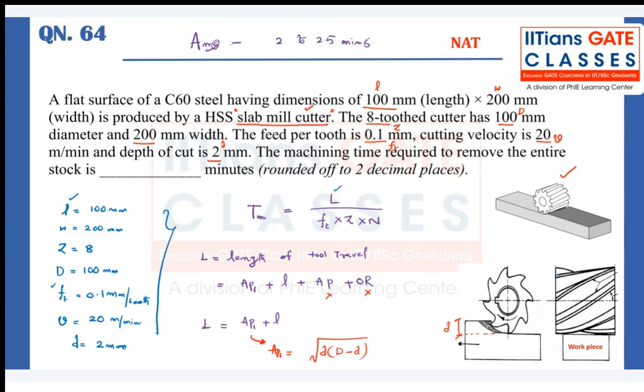Right. You understand like that. So the biggest challenge here is that you need to go for L. How to decide L? However, you can do this, but my problem is how to decide AP1? Based on the slab mill cutter I have selected, my compulsory approach is D minus 1. Hope you understand, guys.